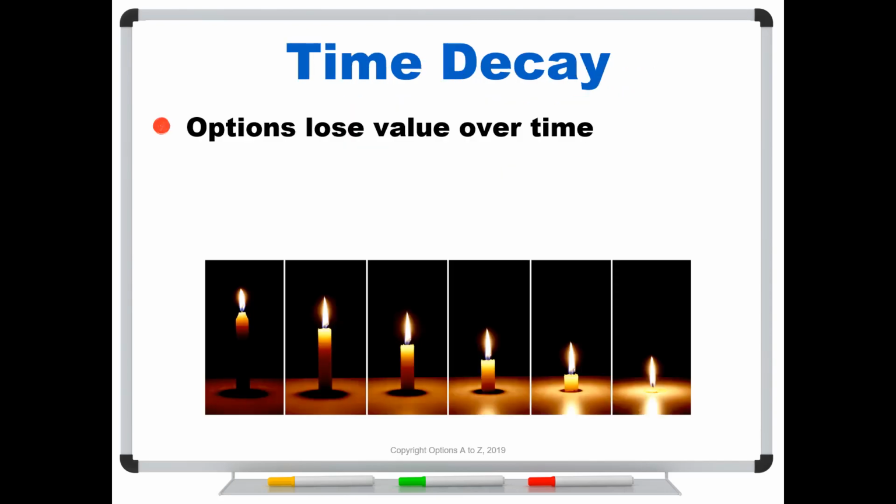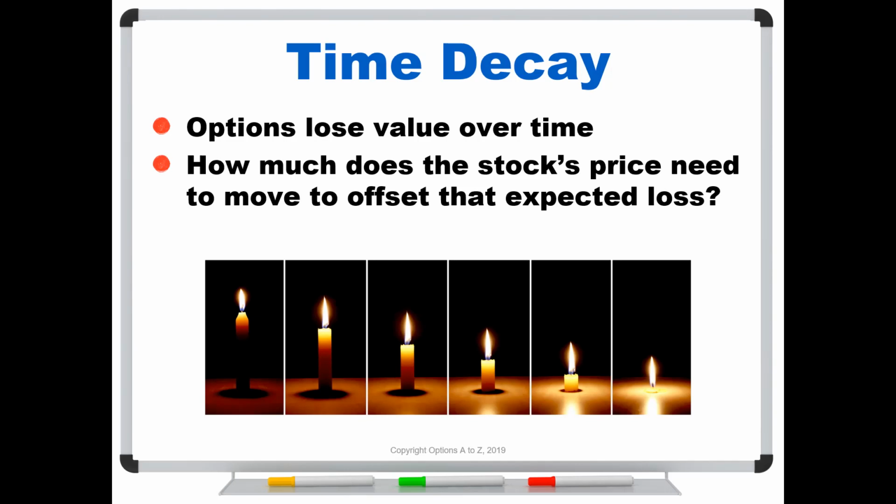I think everybody knows that options decay over time, what we call time decay. And that's because you pay an extrinsic value for the option, that time premium, and all time premiums go to zero at expiration. There's no more time left. So it doesn't matter how much extrinsic value you paid, it all has to be zero come expiration. So that's what we call time decay. But what we're trying to figure out now is how much does the stock's price need to move over a short period of time, let's say over the course of a week, to offset that expected loss. How would you do that?